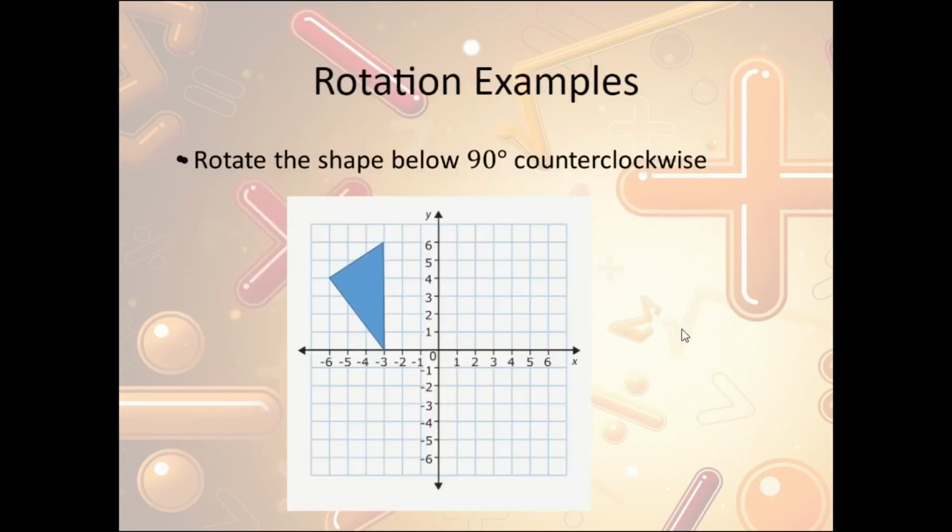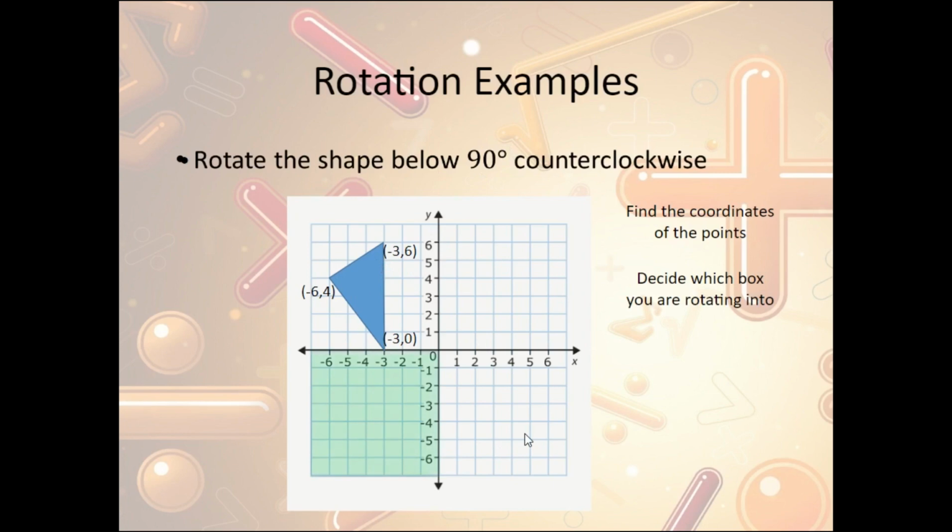So let's look at an example. We're going to rotate 90 degrees counterclockwise. Again, write out your coordinates. So there's my coordinates, negative 3, 6, negative 6, 4, and negative 3, 0. Then we're going to decide which box we're rotating into. We're going counterclockwise, so we're spinning this direction, and we're going 90 degrees. So everything should go from this box to this box.